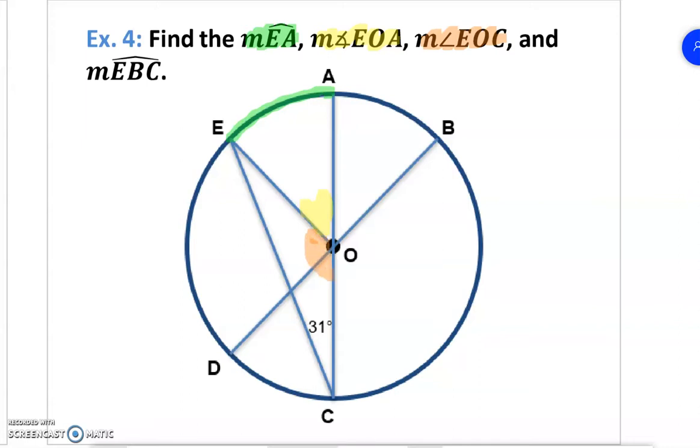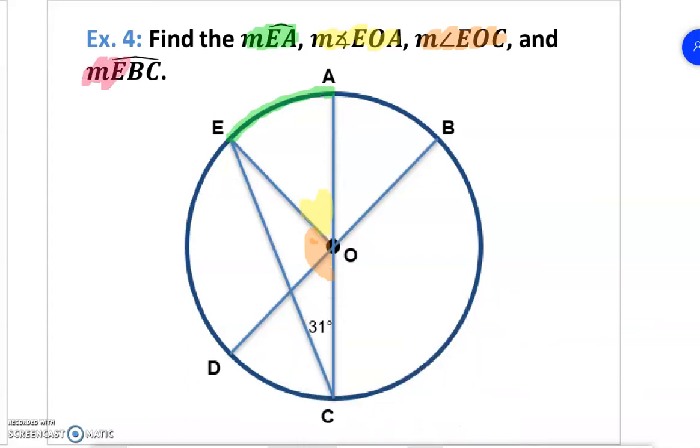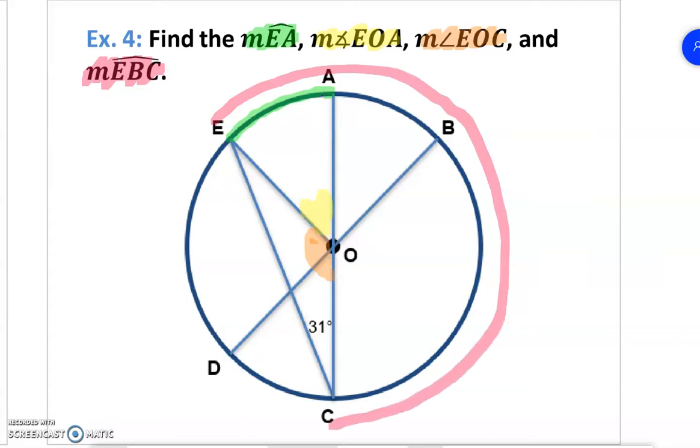And then finally, we're going to find the measurement of arc EBC. So arc EBC is this arc here, EB, all the way around to C. So that's what we need to find right now. So let's go ahead and do that. First, I can see that 31 degrees right here is our given measurement. So let's start there. That is an inscribed angle. That is not a central angle. So let's find the arc that it intercepts.